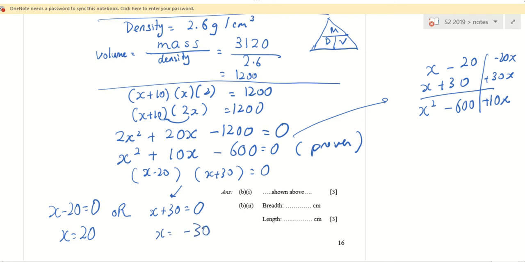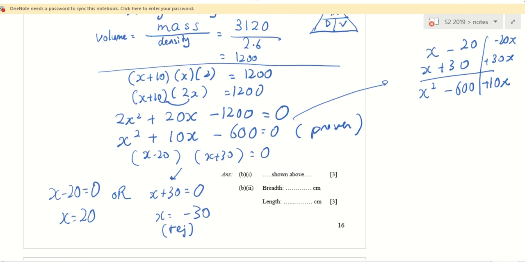Do you have to reject 1? Yes. Which one do you reject? Negative number. Alright, you reject because it's negative. But I cannot stop here. I need to find the dimension. So what's the dimension? The breadth is what? The breadth is equal to 20, and the length is equal to 30, right?